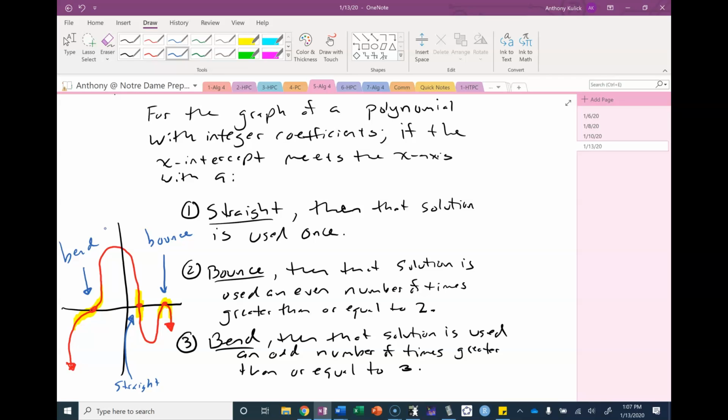So that's what we mean by bend, bounce, and straight: the area surrounding the x-intercept of the graph looks like those three things. So I'm going to define those rather informally and just draw a picture to show you what you're looking for, because that's how you're going to use this theorem. You're just going to be looking at the graph from your calculator and making some decision.